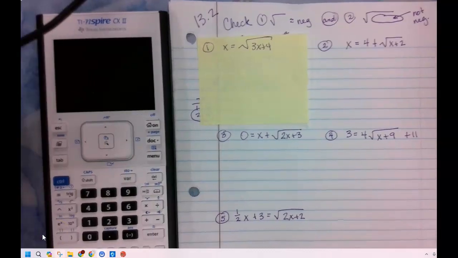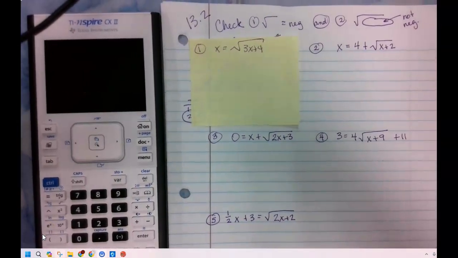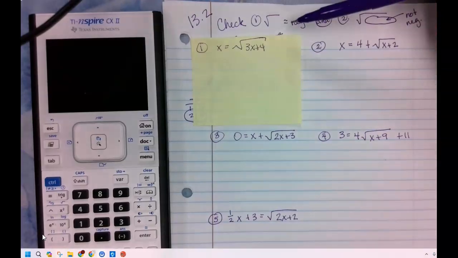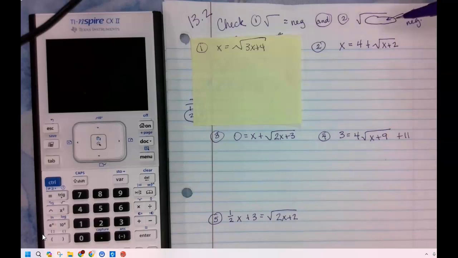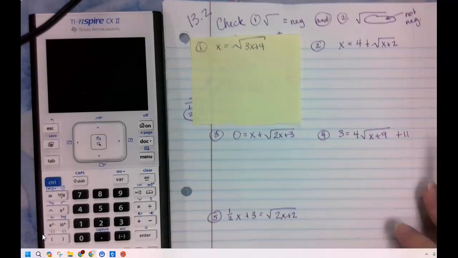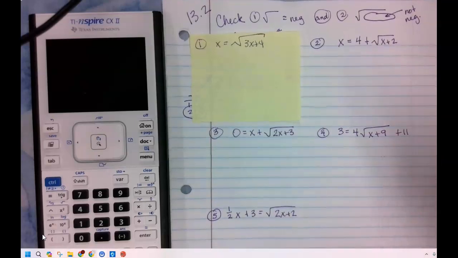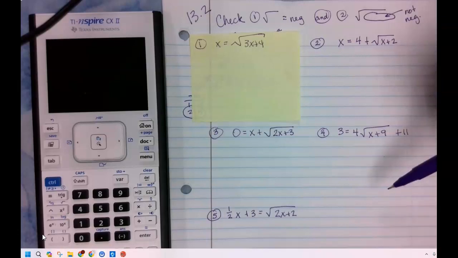Okay, this is 13.2, and at the top I have a couple of things we're going to need to check. This one we talked about yesterday. The square root cannot equal a negative, or it's not going to work, and it's no solution. Also, we can't have a negative underneath the square root sign, because we're only dealing in real numbers, and if we had a negative, that would be an imaginary number. Take a minute, copy all this down, and then we'll work these.